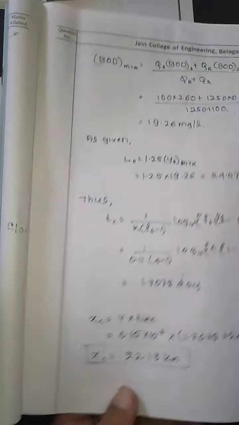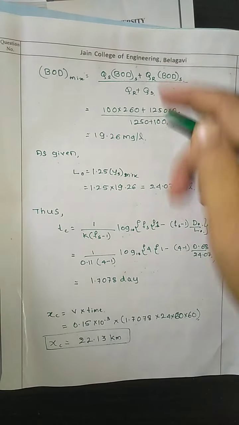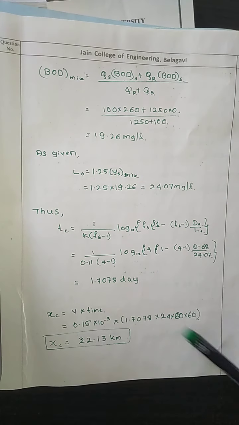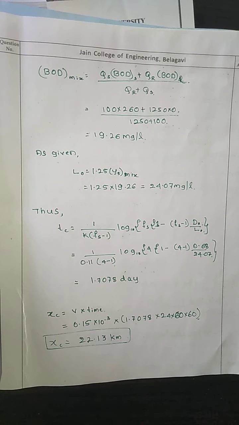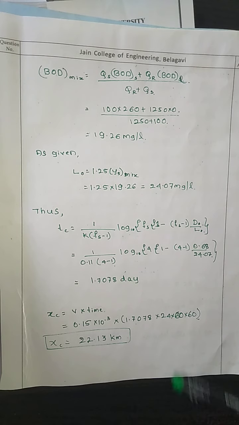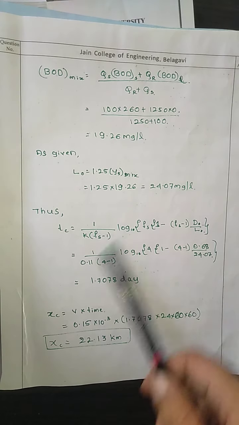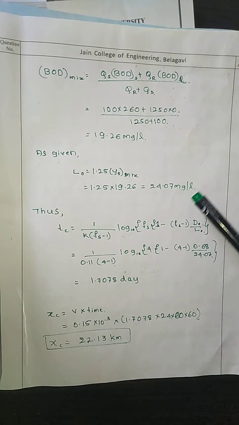Then again we need to find the BOD of the mix. Using the same formula, BOD of the mix is QS into BOD of sewage plus QR into BOD of river, divided by QS plus QR. QS, the quantity of sewage, into BOD is 260, whereas the BOD of the river is not given, so we take it as 0. Then the BOD of the mix is 19.26. As given in the statement, L naught is 125% of the 5-day BOD, so we multiply it with 1.25. We get 24.07 mg per liter.